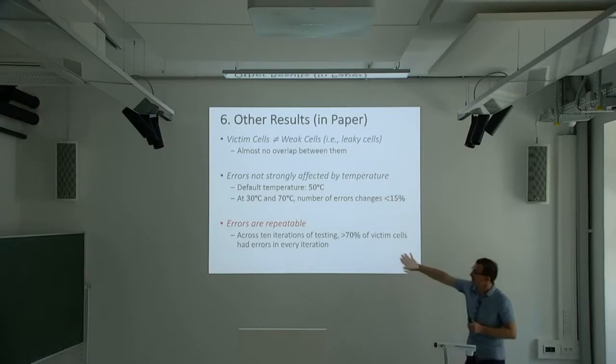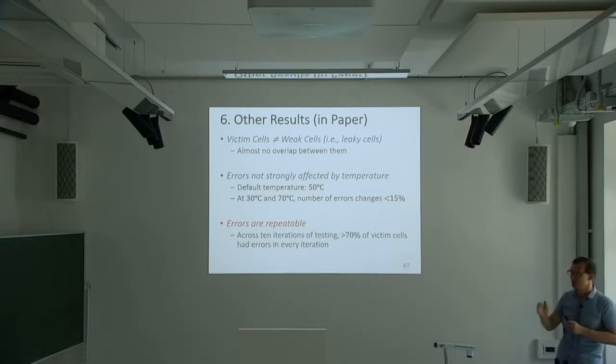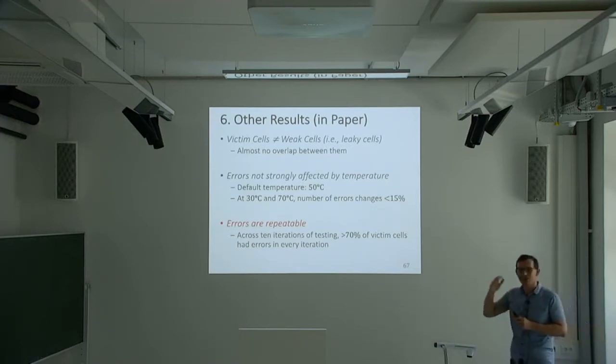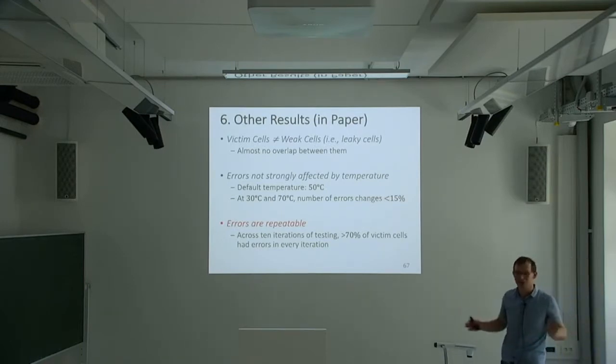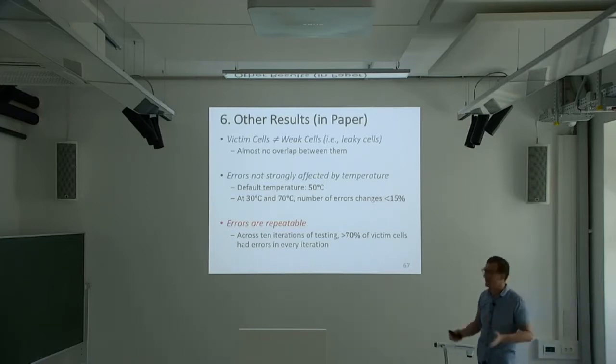This is what makes the security problem, actually. Errors are repeatable. Basically, this is one data point from the paper, but if you're able to cause an error in a cell, you're very likely to cause an error in the cell again and again and again. And that's what makes it a security problem, because now someone can figure out which cells are vulnerable slowly over time somehow, and then keep a record of it and eventually launch an attack on those cells.